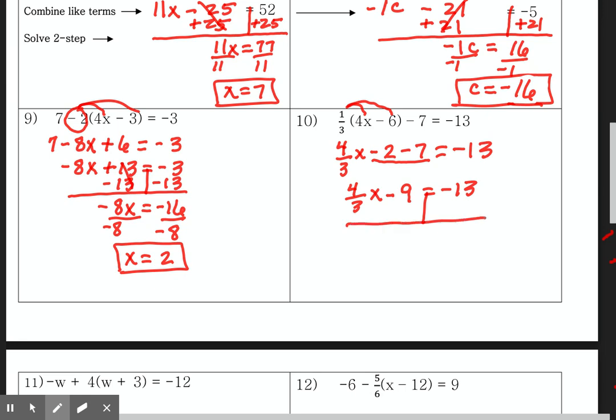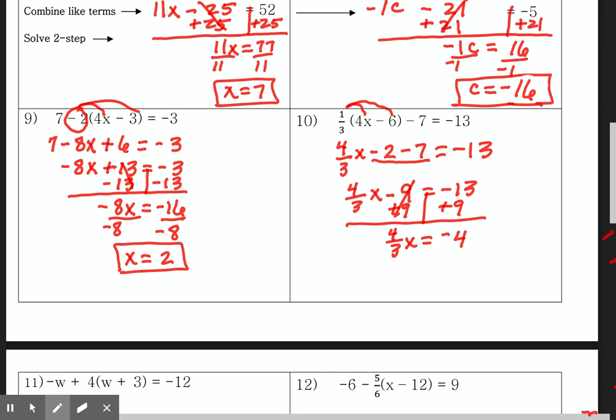Now we're set up to do a two-step equation. So I have a variable term, a constant, and a constant. So I'm going to add 9 to both sides. That cancels out. So I have 4/3 x equals -13 plus 9. So this is same signs, add and keep, different signs, subtract. Take the sign of the higher. Your 13 is your higher number and it's negative. Then you'll be exact.